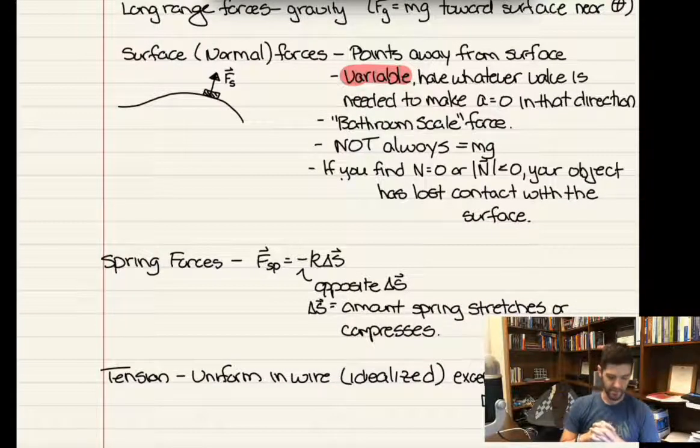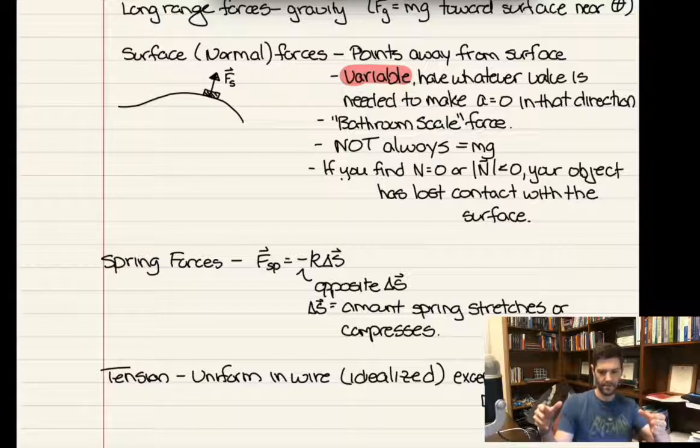We saw the spring force, and we'll see that again when we do oscillations, which is negative some constant times what I call delta S. The negative here has nothing to do with your coordinate system. It just says that it points in the opposite direction as how the spring changes. If the spring gets longer, the force is going to point in the opposite direction because it wants the spring to go back to its normal length. If the spring gets compressed, the spring force is going to point in the opposite direction because it wants the spring to stretch back out again.